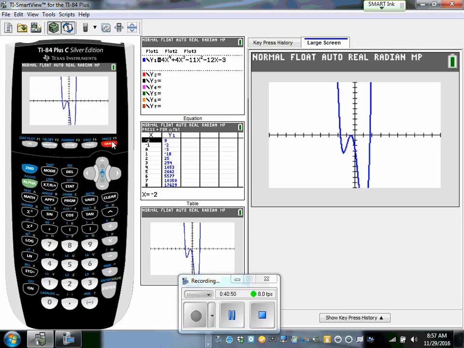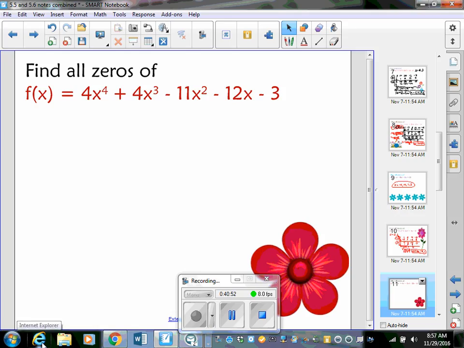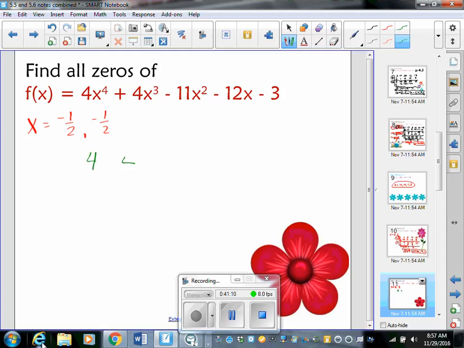Let's try. So we think x equals negative half twice because it bounced. So let's try it. What's the worst that happens? I go through my synthetic and I don't get 0? Just means it didn't work. All right, so let's set up our synthetic.